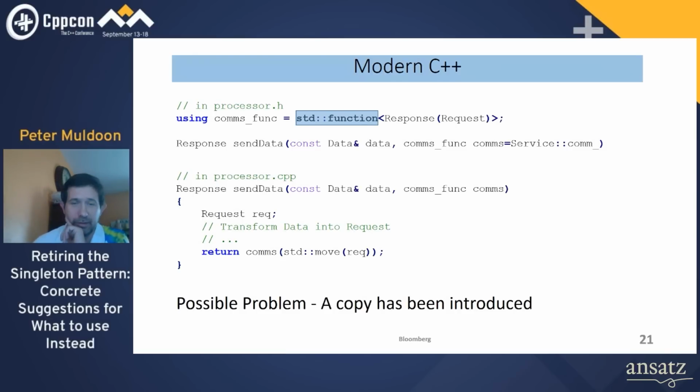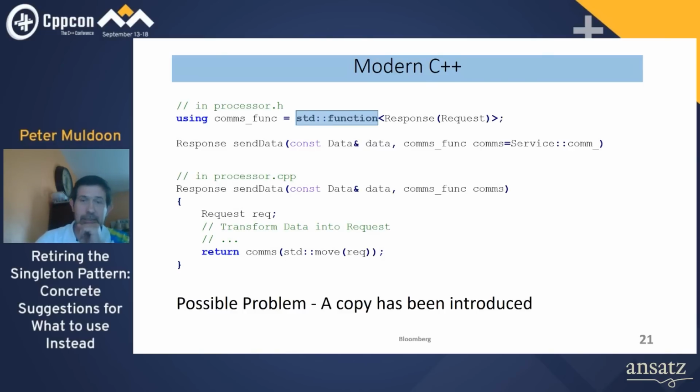So a copy has been introduced, right? It's been introduced right here. The comms func is making that copy, because std::function does not use move semantics, it will copy it right in. We also have other issues, and I'll talk about them a little later.